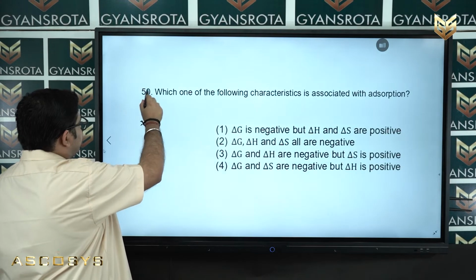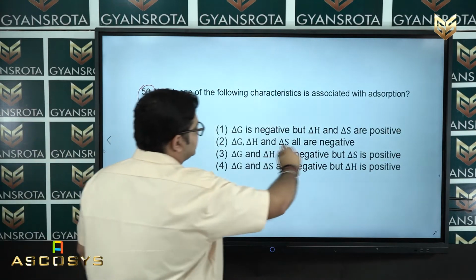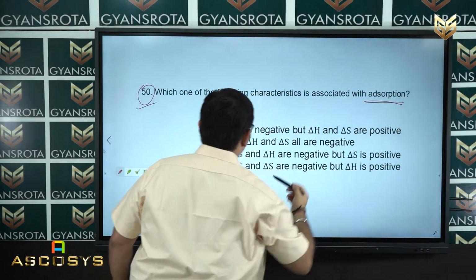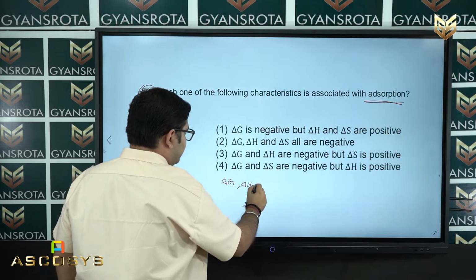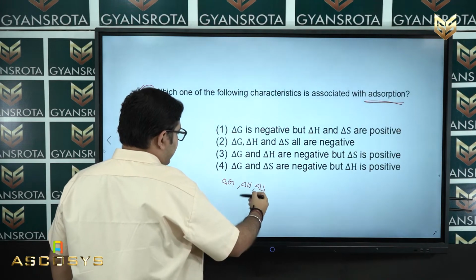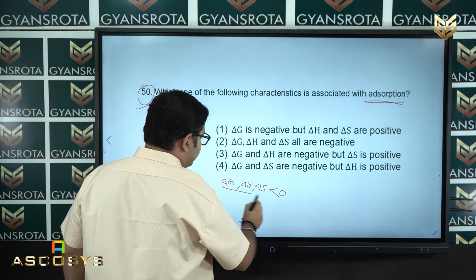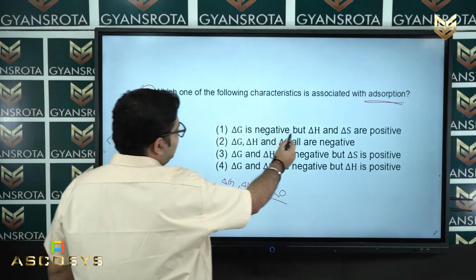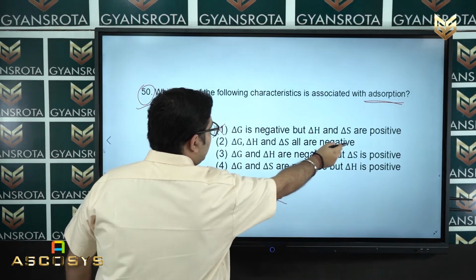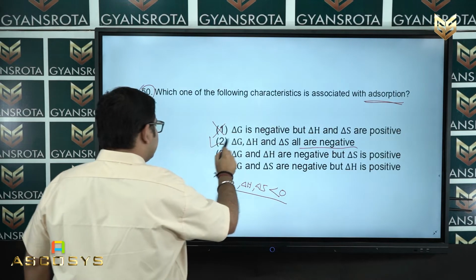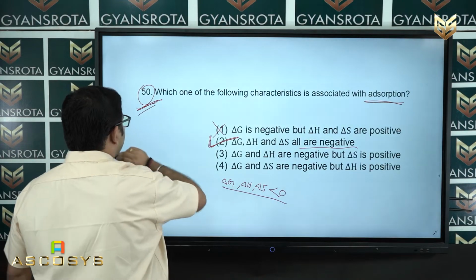This is a statement type question, and they are asking about adsorption. For adsorption, delta G, delta H and delta S, that is Gibbs free energy, enthalpy and entropy, all three should be negative values. So, delta G, delta H and delta S are all negative. So, this is the correct option, that is option number 2 is the correct answer of question number 50.